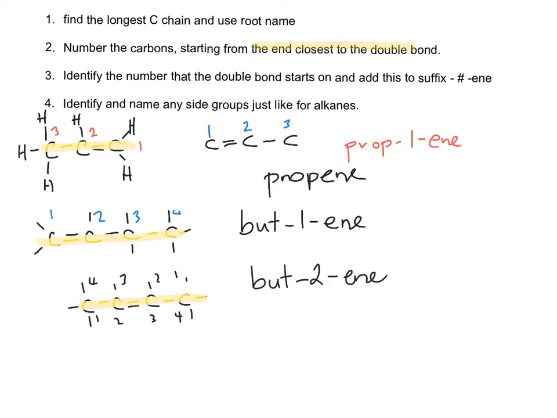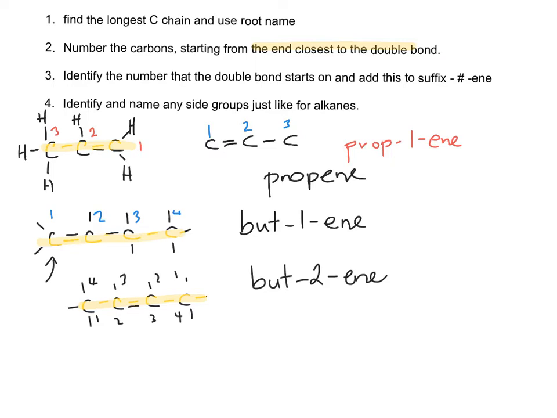Now, this, however, is one of the cis-trans isomers. The carbon 2 and the carbon 3 involved in the double bond have 2 different groups on them. They have a hydrogen and a CH3 group. So this can have a cis-trans isomer. But-1-ene does not have cis-trans isomers because this carbon has 2 of the same groups on it. It's got 2 hydrogens. You have to have 2 different groups on a carbon to have cis-trans isomers.